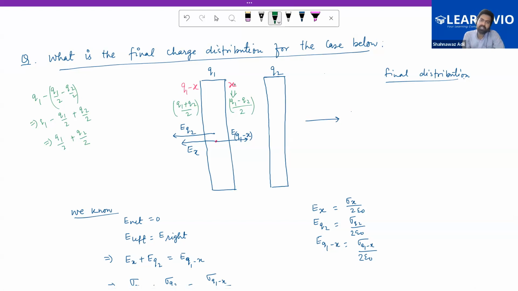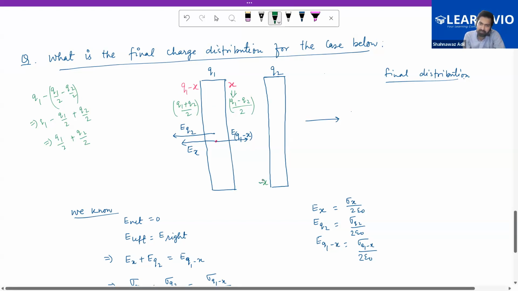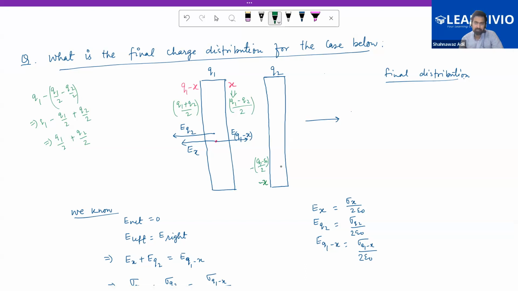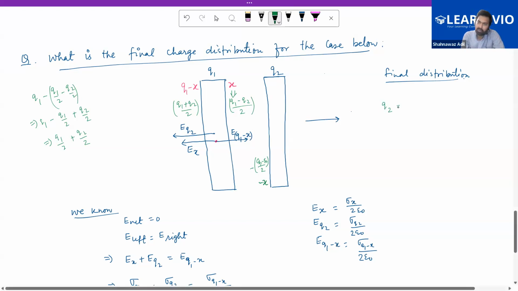Now because these are the inside of the plate, these are two parallel conducting plates. So inside the parallel conducting plates, the electric field has to be zero. So whatever the charge is here, on this side, that charge has to be negative. So this would be minus x, right? Which means that this is minus of Q1 minus Q2 by 2. Is it clear to you? Yes, sir.